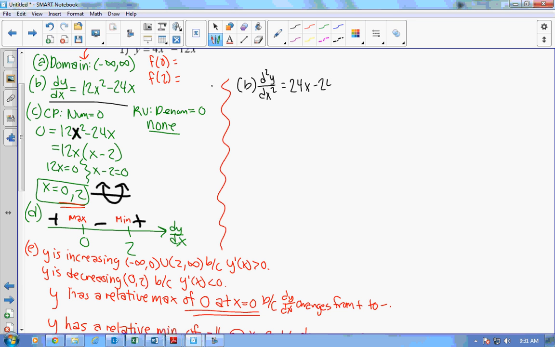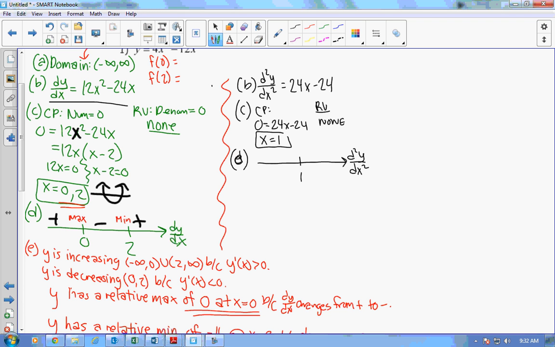Good. And this function will become nicer for us. Each time we take the derivative of a polynomial, it gets nicer. So part C, critical points, is when this function equals 0. What is it, Alex? At x equals 1. Are there any restricted values? No, because there's no denominator. It's just a nice linear function. None.